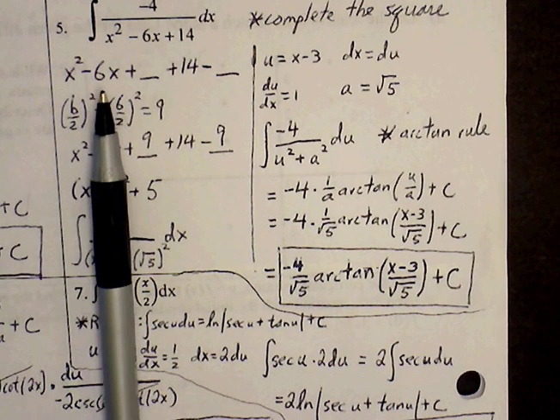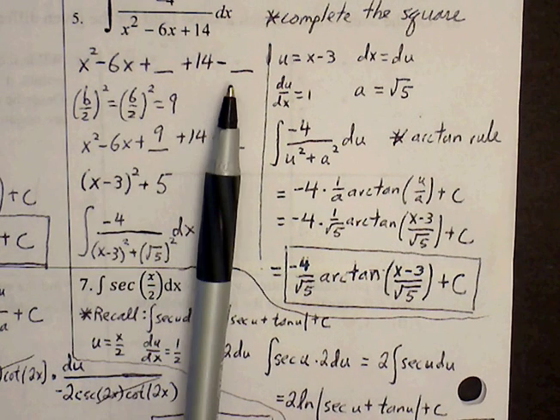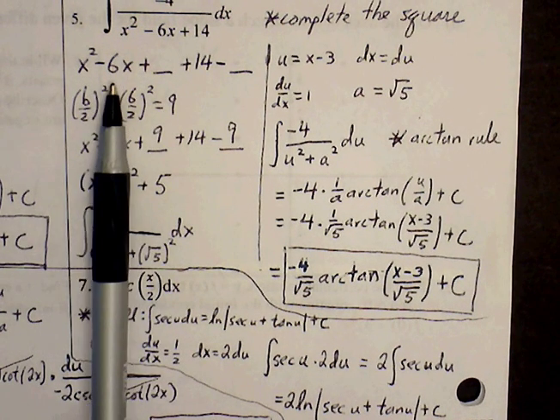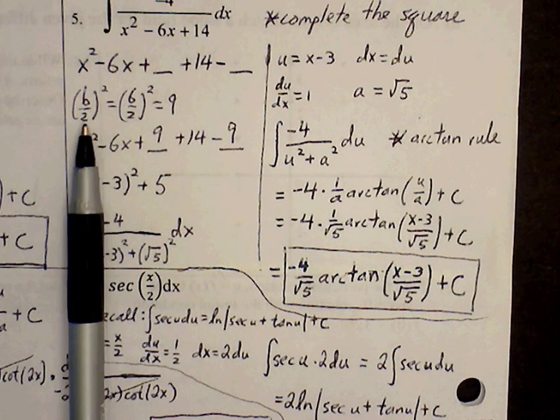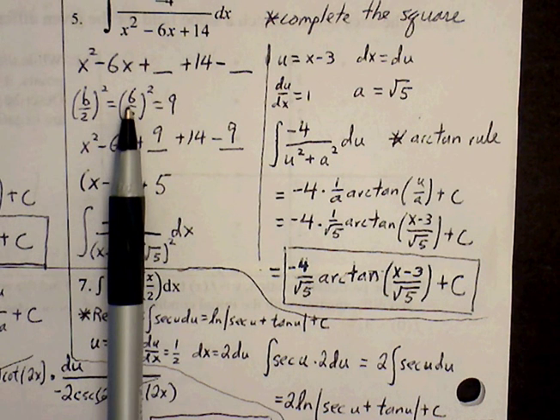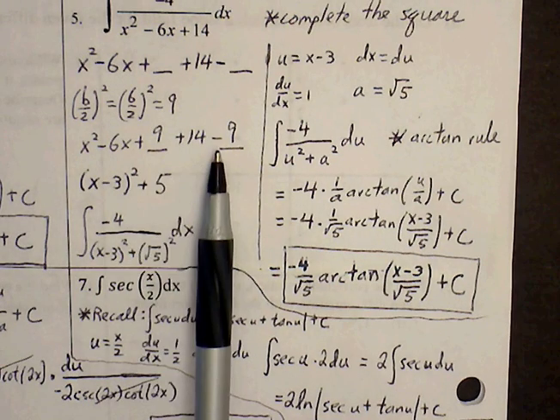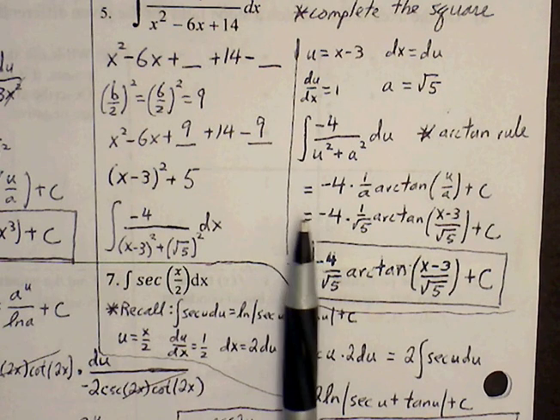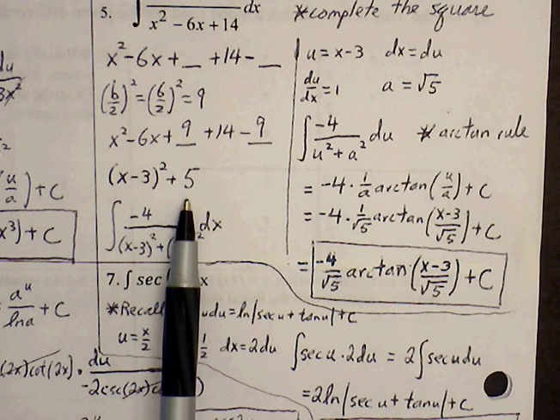So we complete the square first by writing this as x squared plus minus 6x plus space plus 14 minus a space. To find the value in that space, we take the b value, which is -6, divided by 2, squared. So -6 divided by 2 is -3. -3 squared is 9. So we plug 9 into the spaces and we continue factoring. So this gives us x minus 3 quantity squared plus 5.